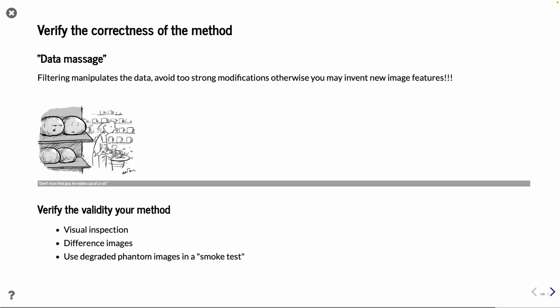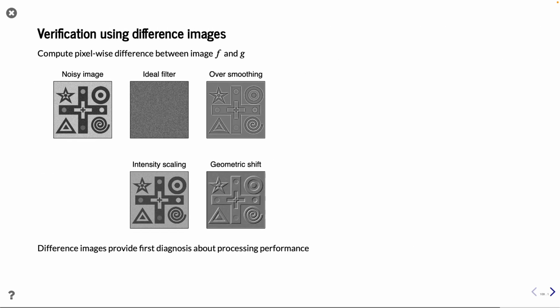The first step is actually in the verification of the validity. The first step is actually just look at the images. Does it make sense? If it doesn't make sense, go back and do something else. In that, it's very good to work with also difference images. And if you want to go into the big task, then you can also work with degraded phantom images or actually using database images where you have some ground truth and do what I call a smoke test. So let's look at the difference images. We have a noisy image. And the ideal filter would actually just lift out the noise from the image.